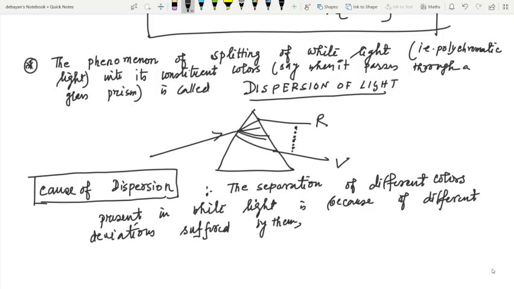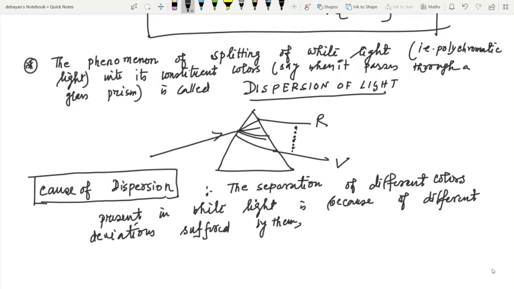because the refractive index of a medium is different for different colors when they pass through a prism. The refractive index of a medium is different for different colors.